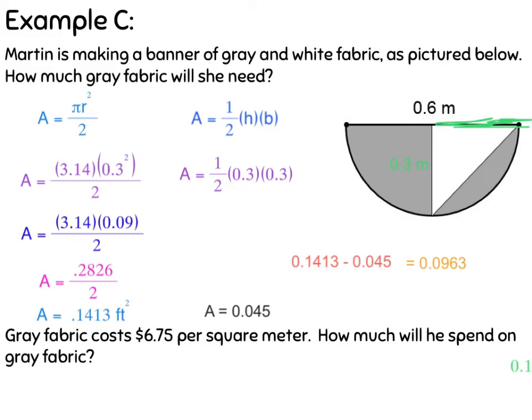So it says the fabric costs $6.75 per square meter. How much will he spend on the fabric? So we're going to take our 0.1413 times the $6.75. When I do that, it's going to cost about 95 cents in fabric.